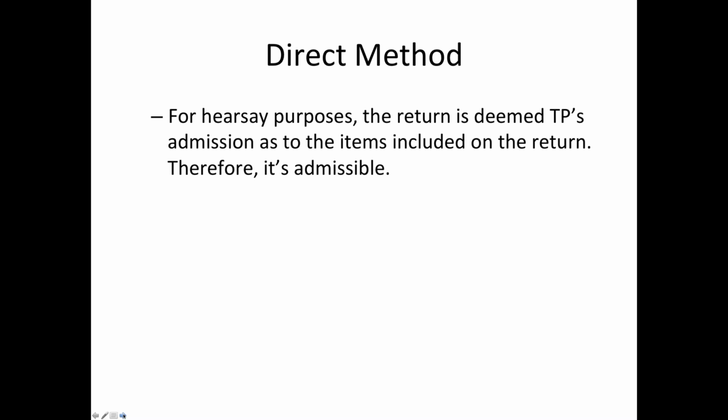They actually have to prove what rule of evidence allows them to introduce the tax return. And it's considered hearsay. It's an out-of-court statement that's being used to prove the truth of the matter asserted. So for hearsay purposes, the return is deemed an admission. An admission is an exception to hearsay, and that's what allows the tax return to be admissible and to be allowed to be published to the jury.